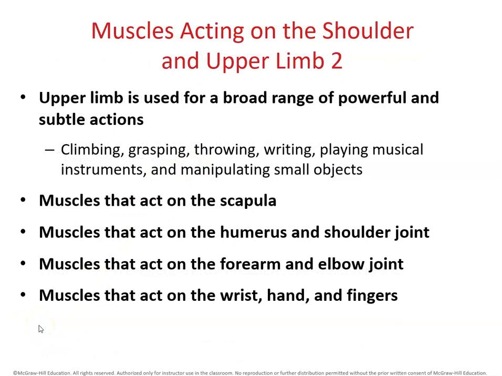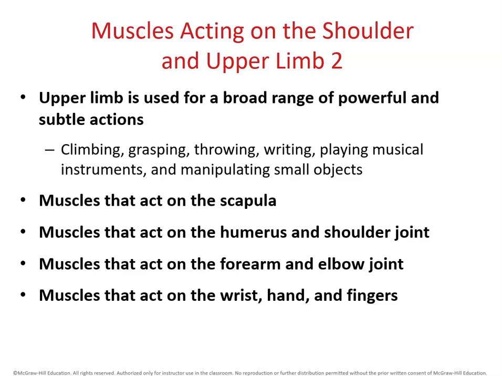So when we talk about the muscles of the shoulder and the upper limb, these are muscles that provide a wide range of actions. Some of them are very powerful. Think of throwing a baseball or doing a pull-up or rock climbing. Some of them are very fine. You use muscles of the upper arm when you play a lot of musical instruments.